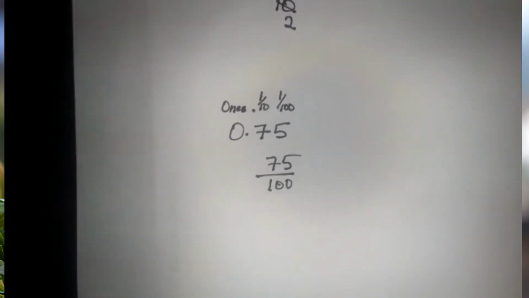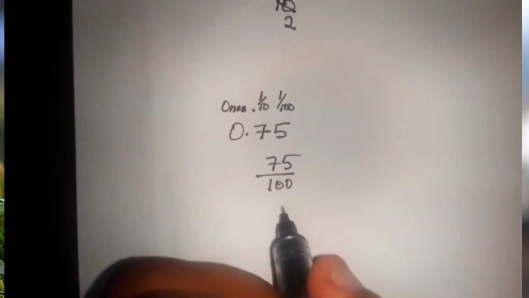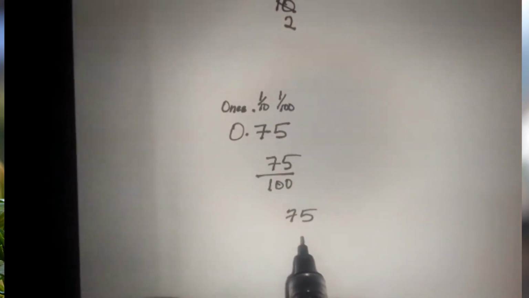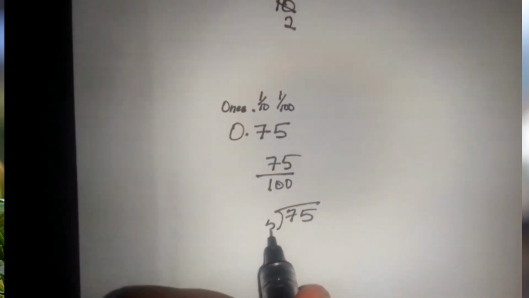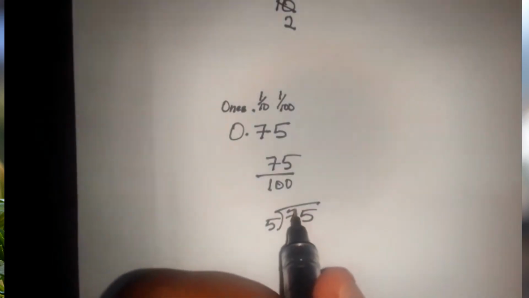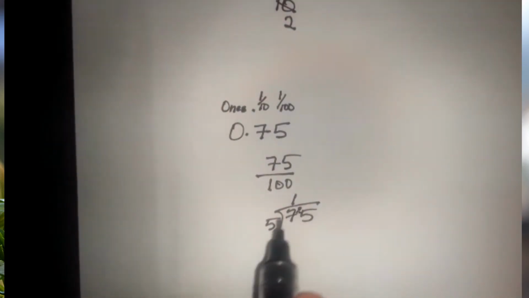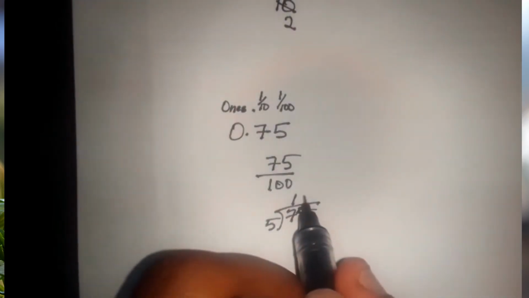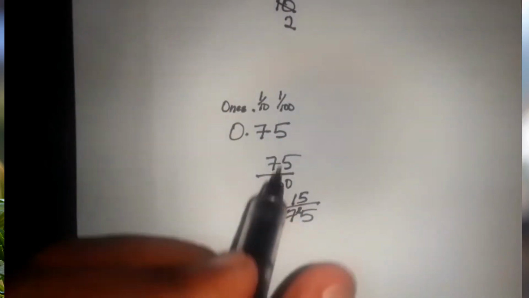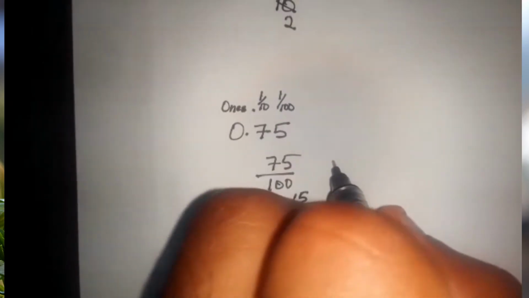To reduce this fraction, I have to look for a common factor between the numerator and the denominator. Because I don't remember my 15 times table, I'm going to use 5. So I have 75 here, and I'm dividing it by 5. 5 into 7 goes 1 time, remainder 2. 5 into 25 goes 5. So I know that 5 can go into 75 15 times.